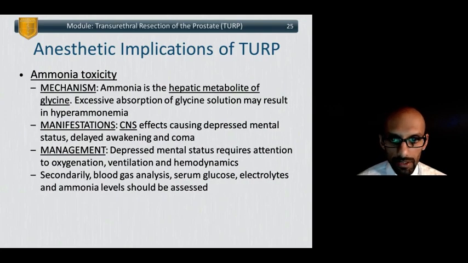Ammonia toxicity may also result because it's a hepatic metabolite of glycine metabolism with excessive absorption of glycine solution. And ammonia toxicity can result in altered sensorium and depressed mental status, and that ultimately leads to your oversight of the patient's ventilation and hemodynamics.